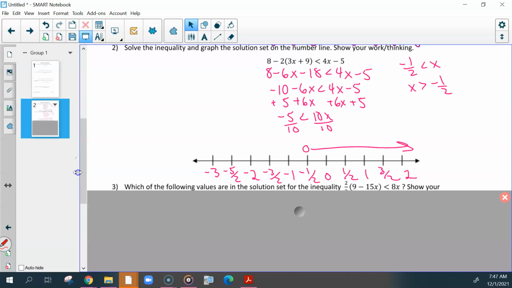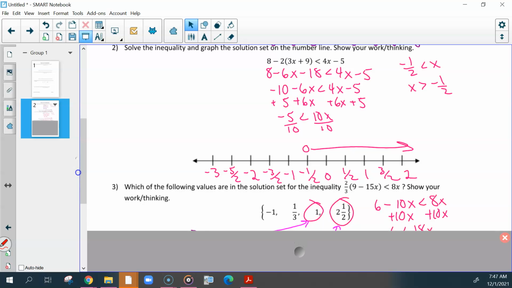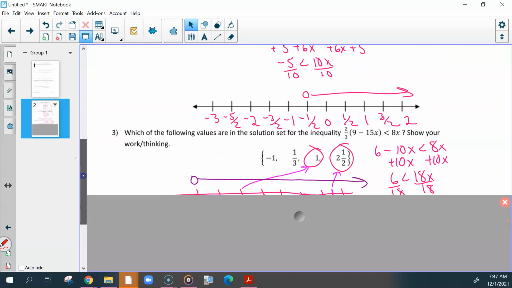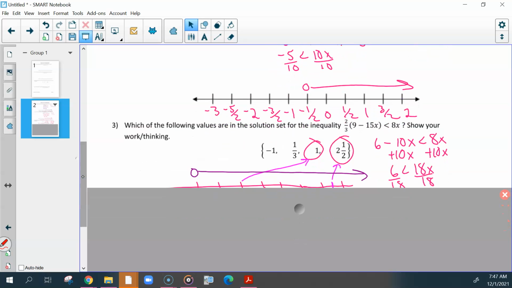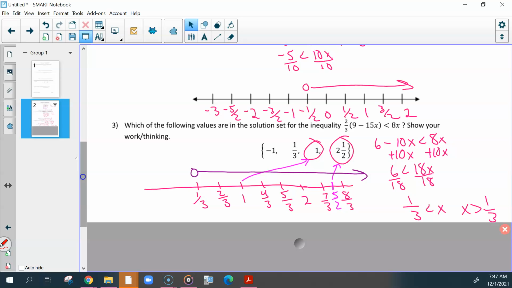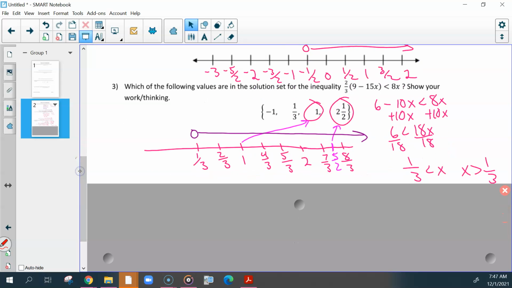Number 3, you needed to solve it and then figure out which of these numbers were actually in the solution set. So after you solved it, you should have gotten x is greater than 1/3. And then you just have to find which of these numbers would be greater than 1/3. 1/3 wouldn't work because it's not greater than or equal to. If it said greater than or equal to, then 1/3 would be an answer. 1 and 2.5 would work because those are both greater than 1/3.